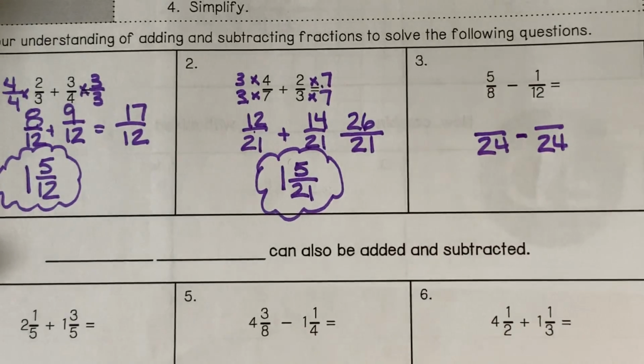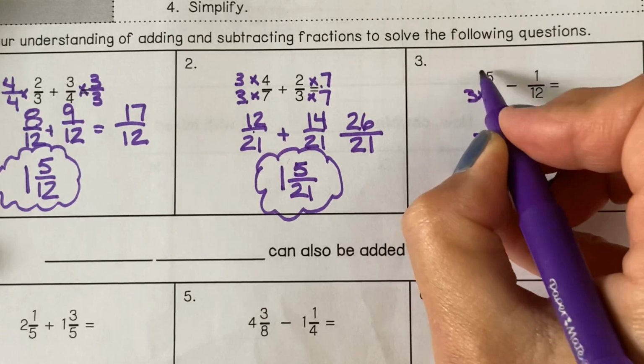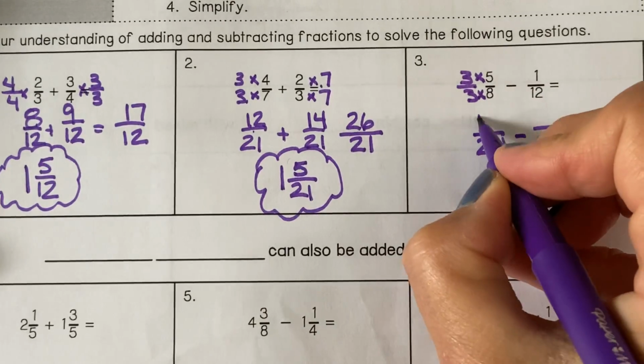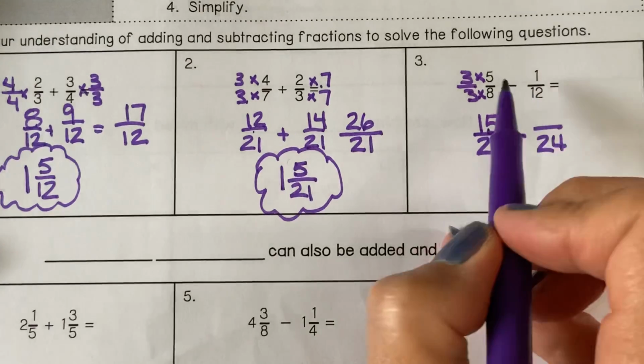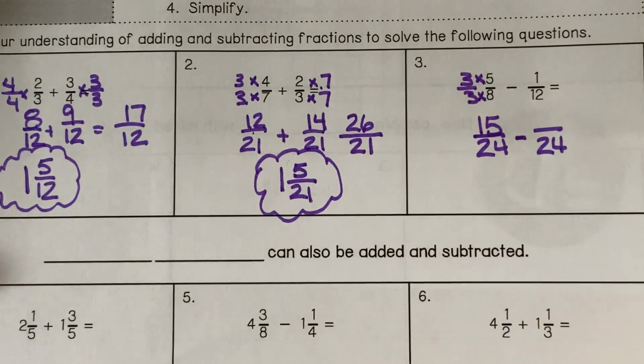Minus, don't forget the minus sign. Okay, what did I multiply 8 by to get to 24? I multiplied 8 times 3. So I'm going to multiply 5 by 3. I get 15 24ths, because 5/8 times 1 is still 5/8. It's just a different numerator and denominator.